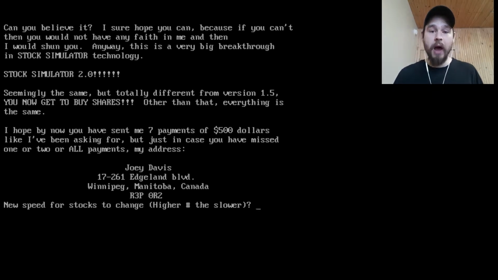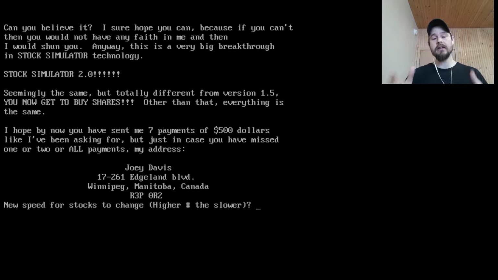You now get to buy shares. Other than that, everything is the same. I hope by now you have sent me 7 payments of $500, like I've been asking for, but just in case you have missed 1 or 2 or all payments, here's my address. New speed for stocks to change, higher number, the slower. And now we get into the gameplay.